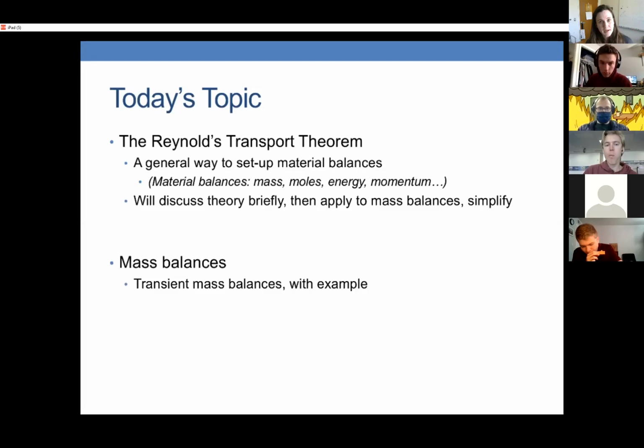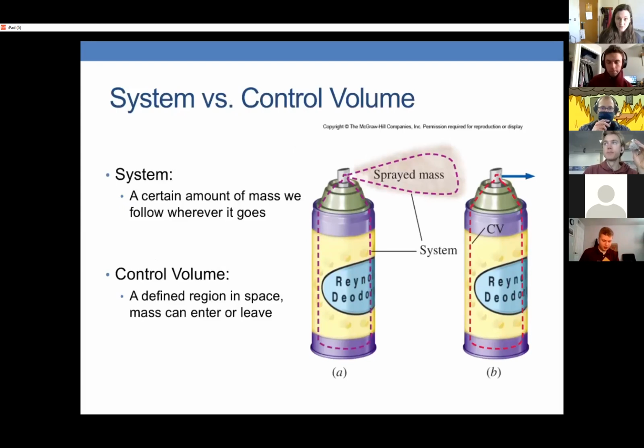And then we're going to talk about transient mass balances with an example. What does transient mean here? Did anyone know? Changing. Transient means changing, specifically changing with time. Okay? Y'all should know how to do steady state mass balances because you should have covered that in 170 and 273. So in this class, we're going to cover non-steady state mass balances.